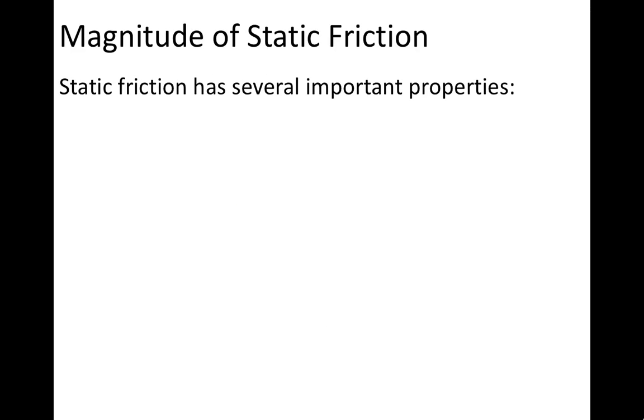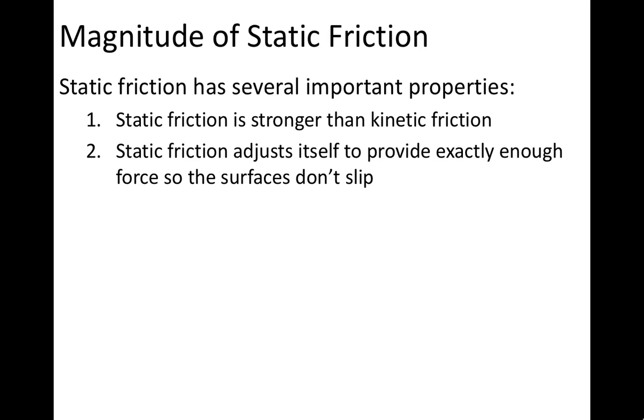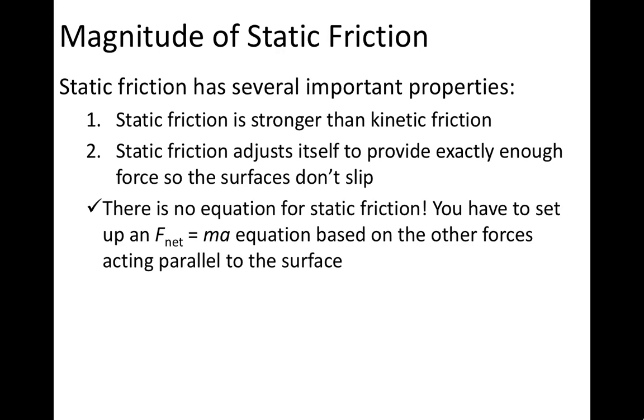This slide's going to go over how to calculate the magnitude of static friction. And with static friction, there's several important properties that you have to keep in mind. The first is that static friction is stronger than kinetic friction. It's harder to get something moving than to keep it moving. The second is that static friction is a variable force. It's going to adjust itself automatically to provide just the right amount of force so that surfaces don't slip past each other. There's no equation that I can give you for static friction.